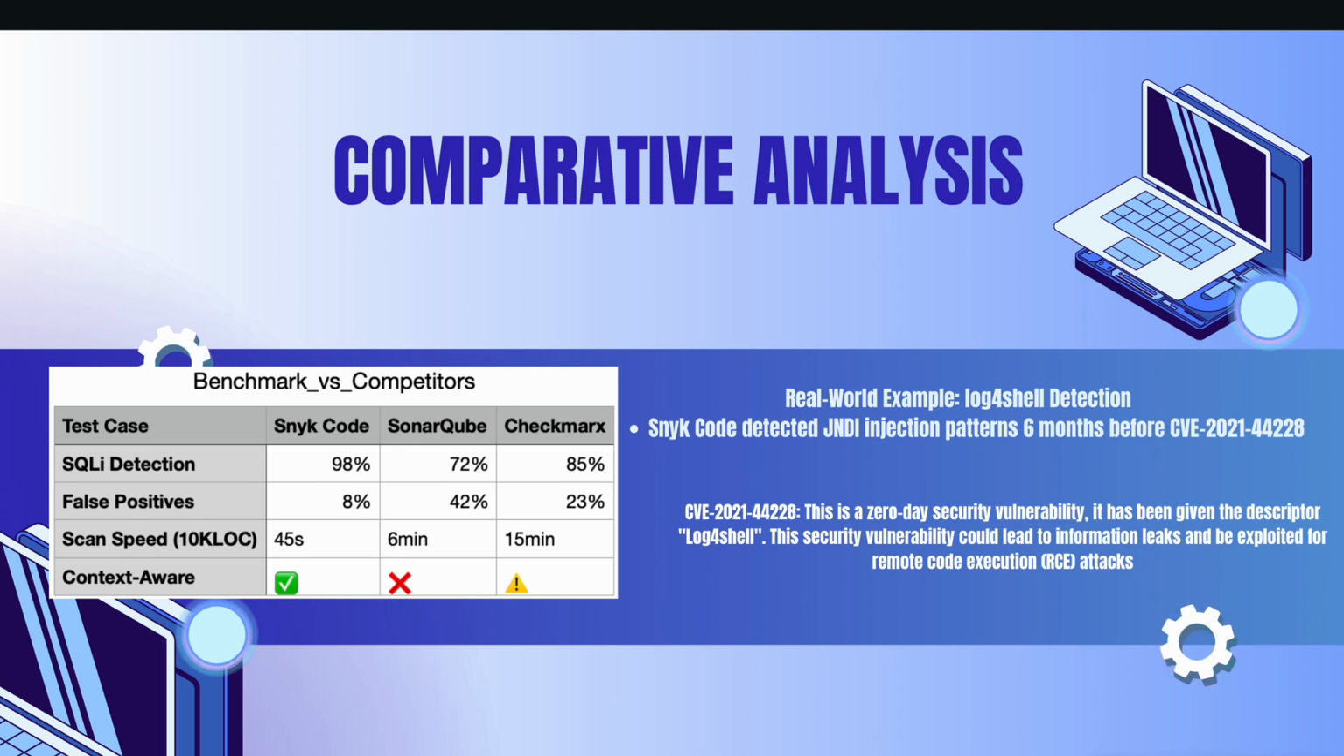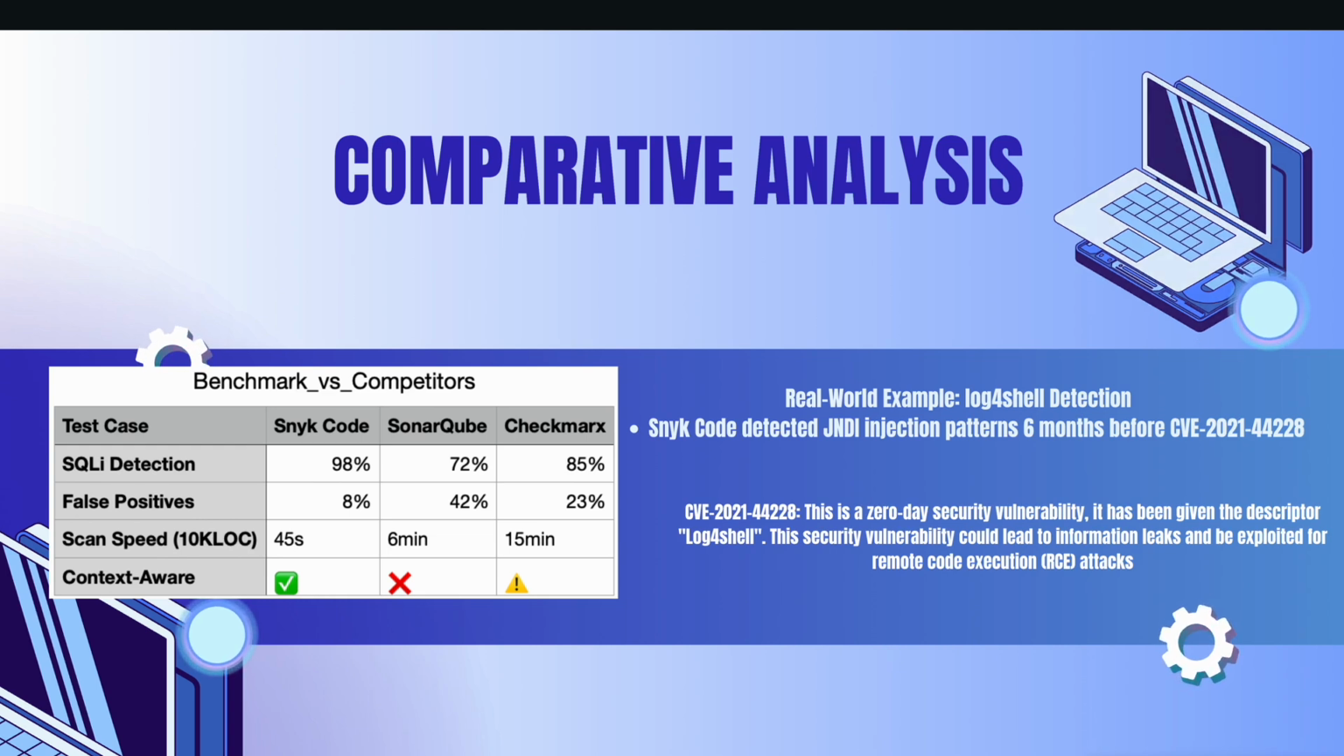A real-world example here is Log4Shell detection. Snyk Code detected these injection patterns 6 months before the disclosure, and for your information, this is a zero-day security vulnerability that was given a descriptor. The security vulnerability could lead to information leaks, and it was actually exploited by attackers. Snyk Code detected it. Also, Snyk Code was previously named DeepCode.